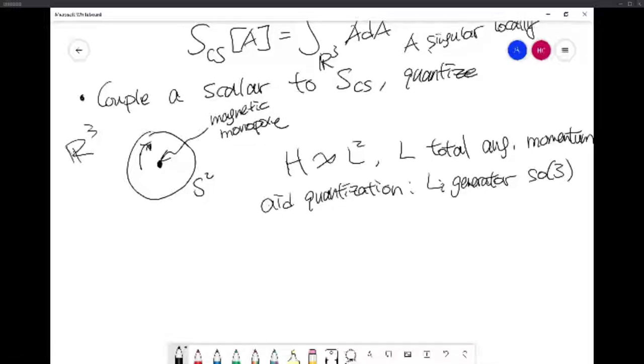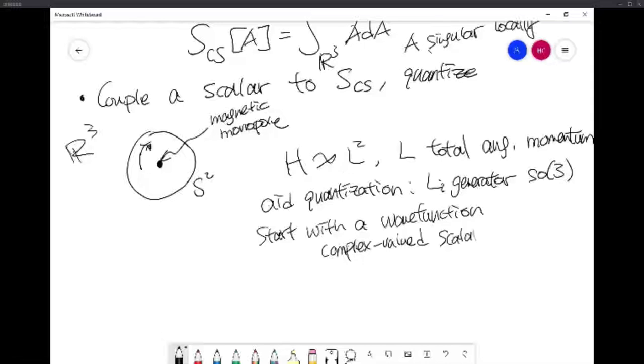And then what I'm going to do is start by quantizing a scalar, right? Let's say the wave function. Start with a wave function, which is a complex valued scalar that goes from the unit sphere to C. And we also require it to be single valued.